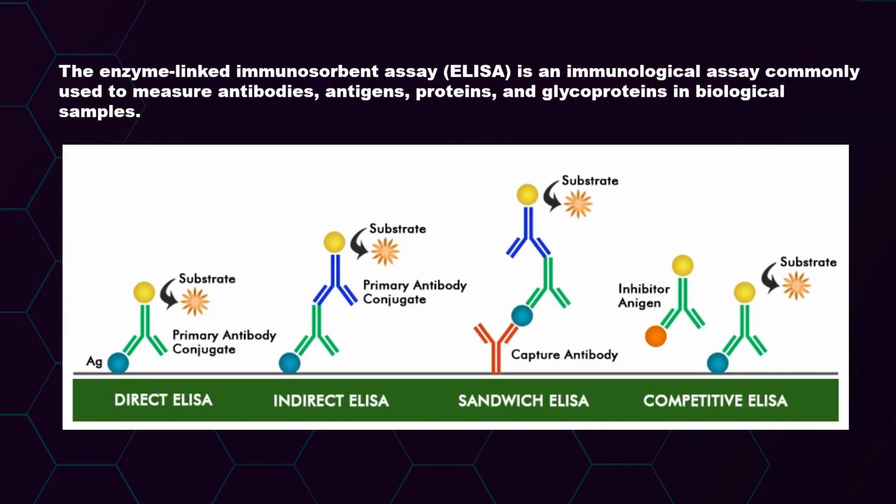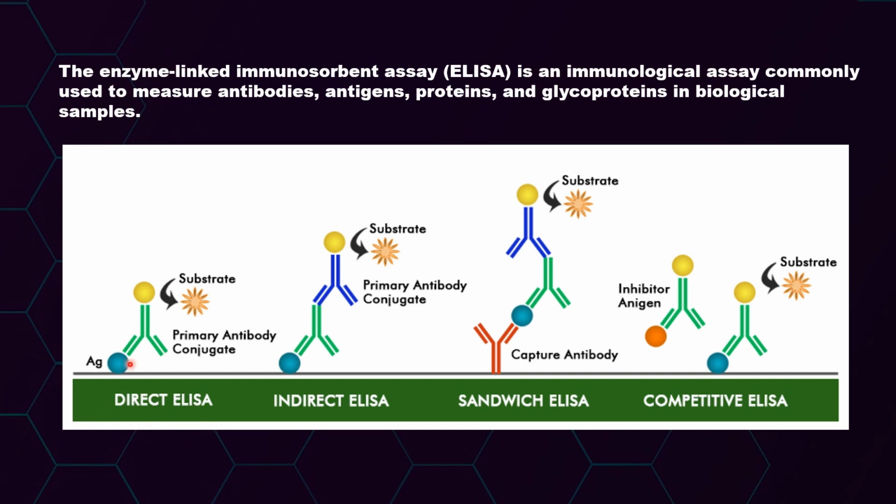So ELISA is an immunological assay which is commonly used to measure antibody, antigen, protein or glycoprotein in a given biological sample. It is to measure the quantity or the amount of these molecules that are present in any of the given sample. So there are many types of ELISA, mainly 4 types.